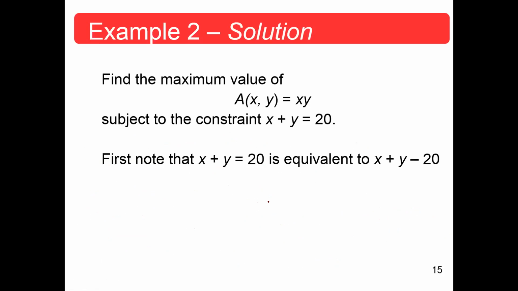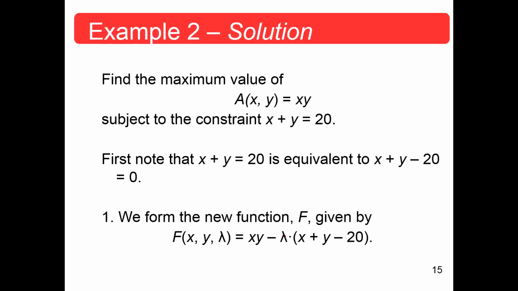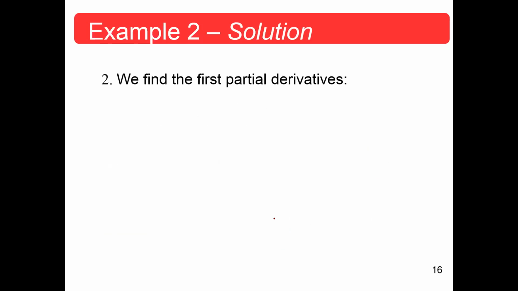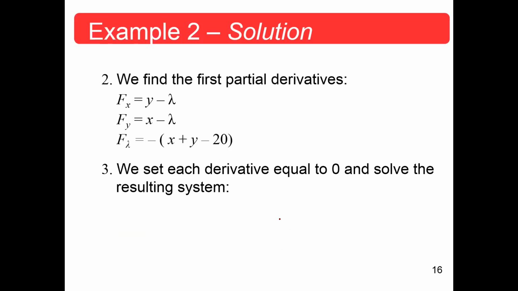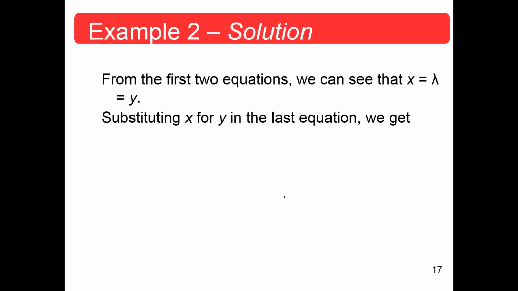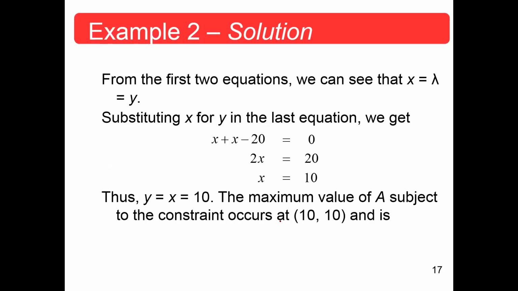Let's see the solution. I've listed the solution over here as well. First, we'll note x plus y equals 20 is equivalent to x plus y minus 20 equals 0. The new function will be this, and then you find the partial derivatives and set each one equal to 0. Okay, and you can see x equals lambda equals y. Therefore, we can get x equals 10, y equals 10, therefore the maximum value must be occurring at 10, 10, and the value will be 100. Okay.